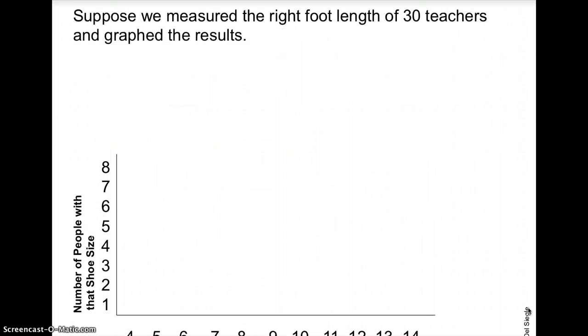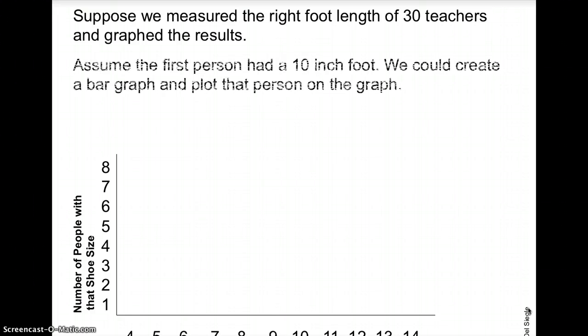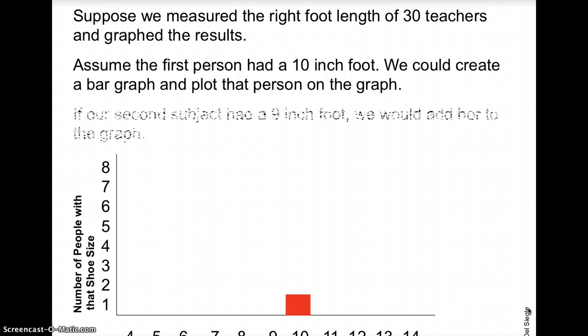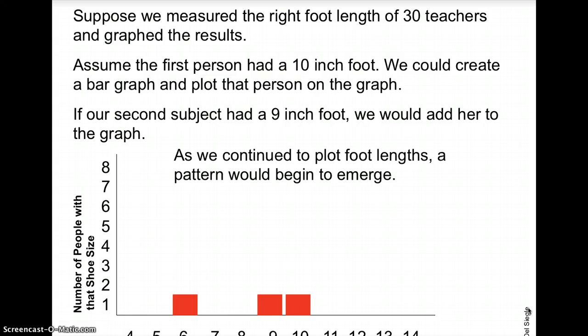to graph that calculation. It's easiest to understand if you use the example provided herein, where you take 30 teachers and you graph the shoe sizes of those various teachers. So the first person had a 10-inch foot, and if we put that as a bar, you'd see that one person has a 10-inch foot. Then our next subject has a 9-inch foot. And as you keep going, you have a 6-inch foot, 13-inch foot, another 9, so now we have 2 people with 9-inch feet, a 7, an 8, a 10, and so forth.